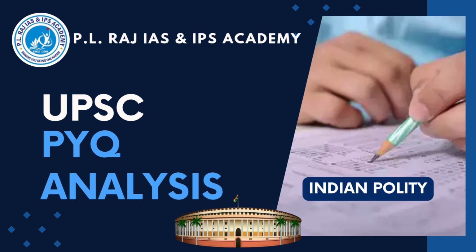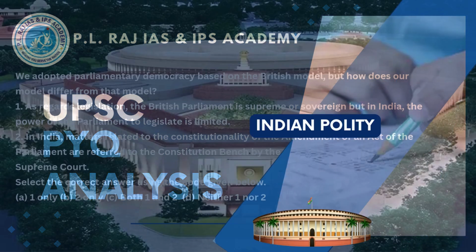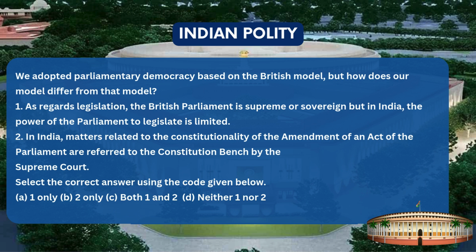Solving previous year questions helps you to follow the syllabus and pattern more accurately. We adopted parliamentary democracy based on the British model, but how does our model differ from that model? 1. As regards legislation, the British Parliament is supreme or sovereign, but in India, the power of the Parliament to legislate is limited. 2. In India, matters related to the constitutionality of the amendment of an Act of the Parliament are referred to the Constitution Bench by the Supreme Court.